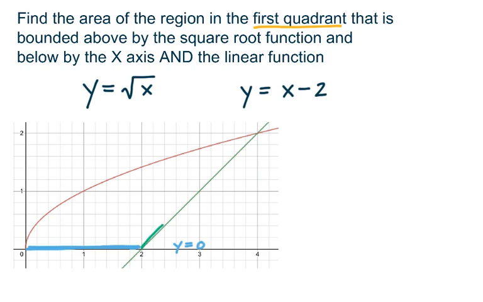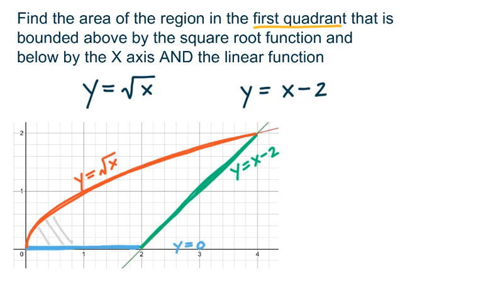So I have this green function here. This is my linear function. That represents y equals x minus 2. And this red curve, that's my square root function. That represents y equals the square root of x. So for the area of this region, we are looking at this sort of curved triangular space.